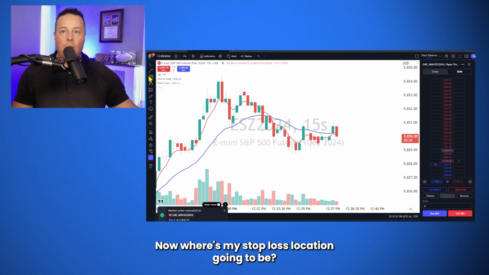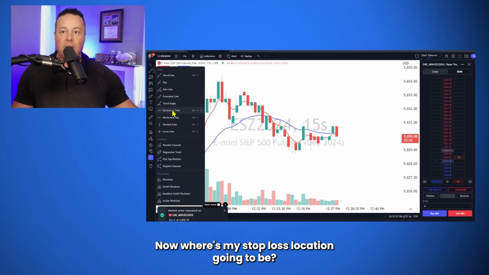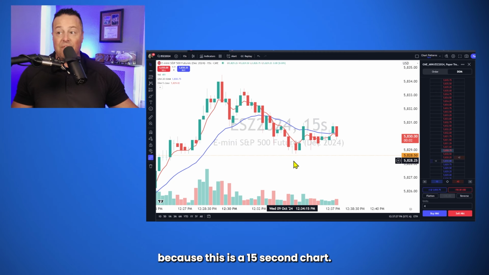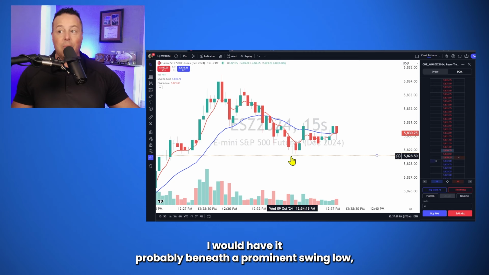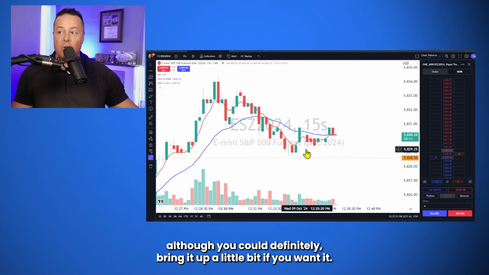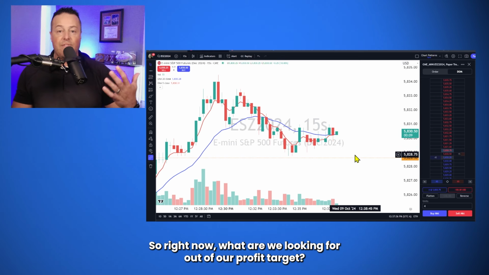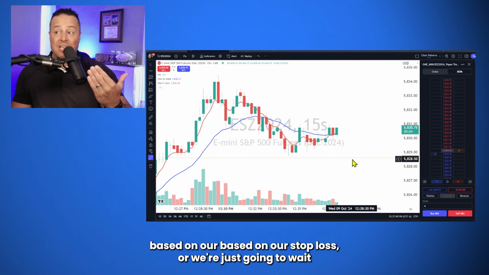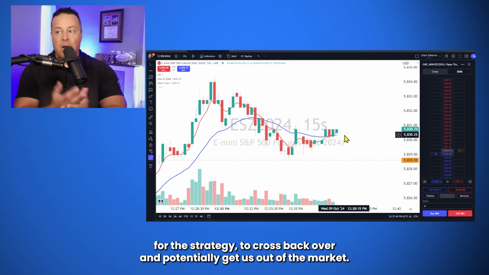There's the big reversal. Now, where's my stop loss location going to be? For me, I'm going to have it right beneath one of my swing lows. Because this is a 15-second chart, I would have it probably beneath a prominent swing low, although you could definitely bring it up a little bit if you wanted. So right now, what are we looking for out of our profit target? Well, we're either going to go with a fixed risk versus reward based on our stop loss, or we're just going to wait for this strategy to cross back over and potentially get us out of the market.